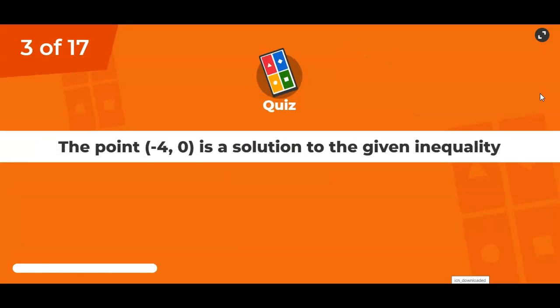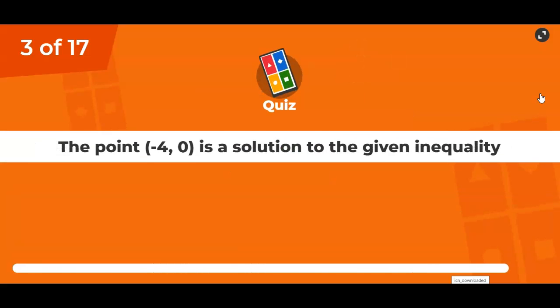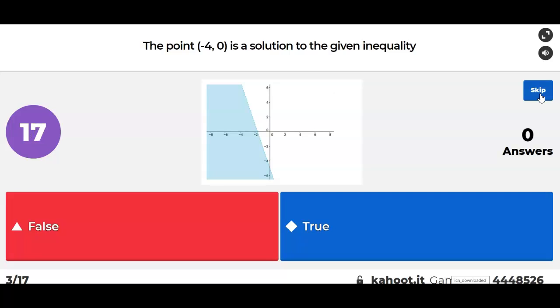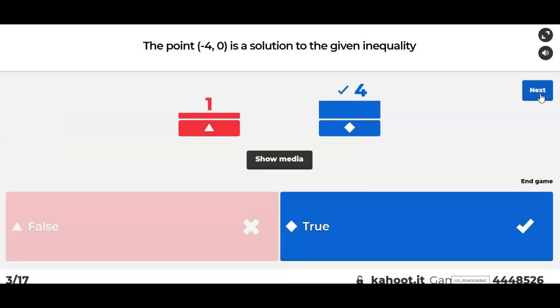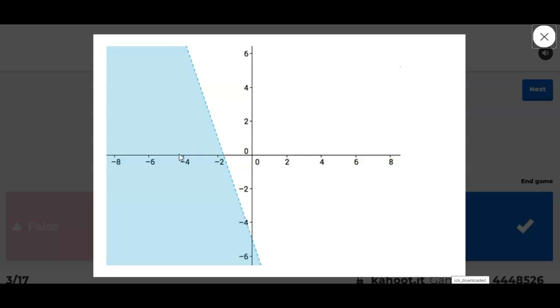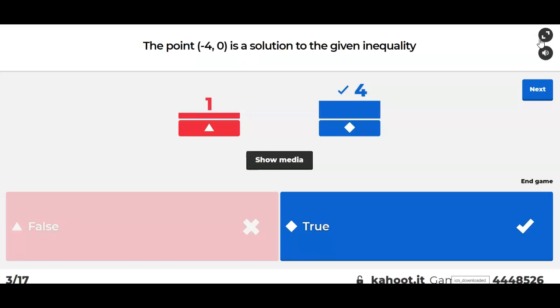Okay. The point (-4, 0) is a solution to the given inequality. True or false? Is (-4, 0) in the shading? True or false? Much better. Yes. (-4, 0) is right here. That's in the shading. Therefore, it is a solution.